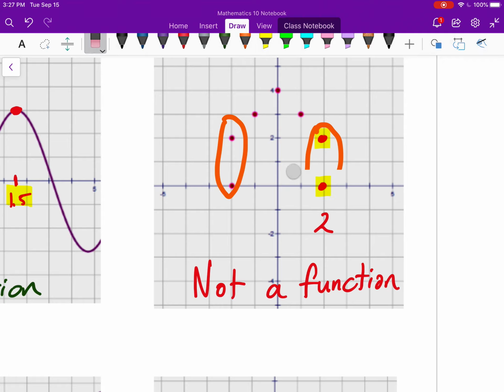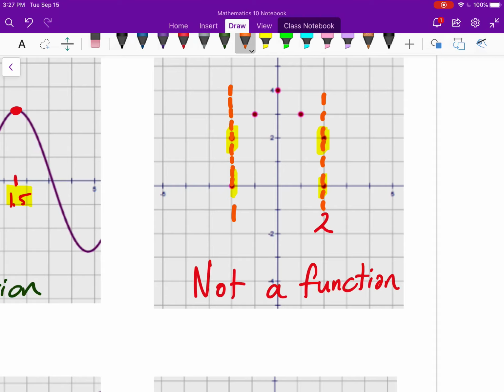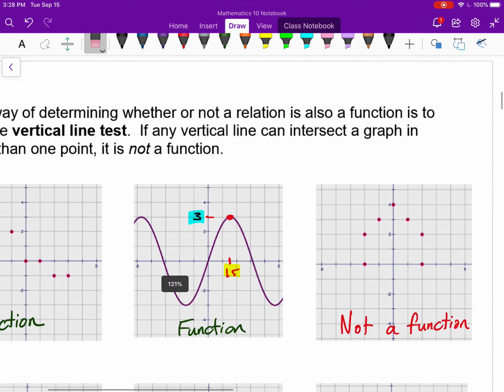And visually you can tell because at those places, either right here or right here, I have dots on top of each other. That means this vertical line here or this vertical line here goes through more than one point. And as soon as I see it's possible for a vertical line to go through more than one point, that relationship is not a function. And that's what's described up here at the top.